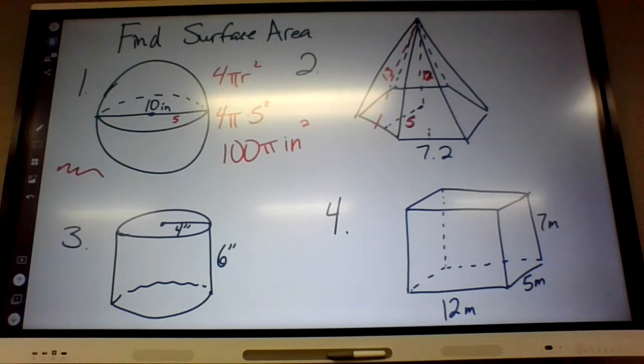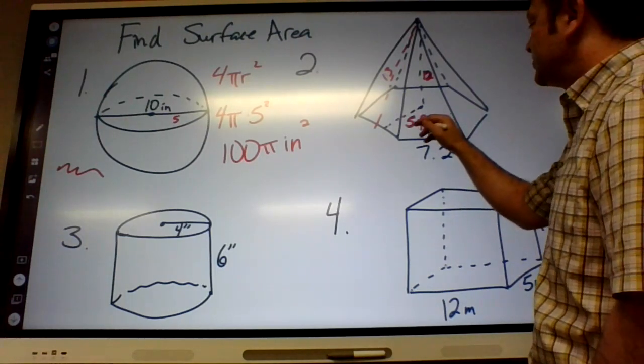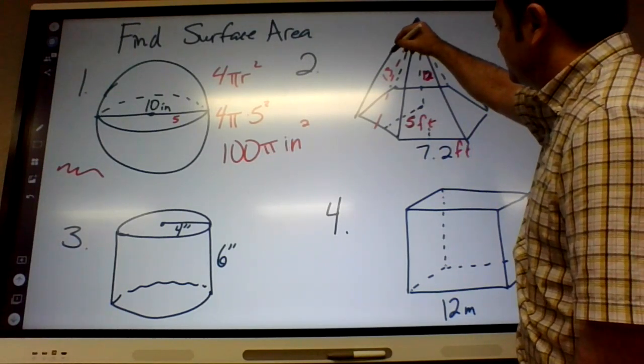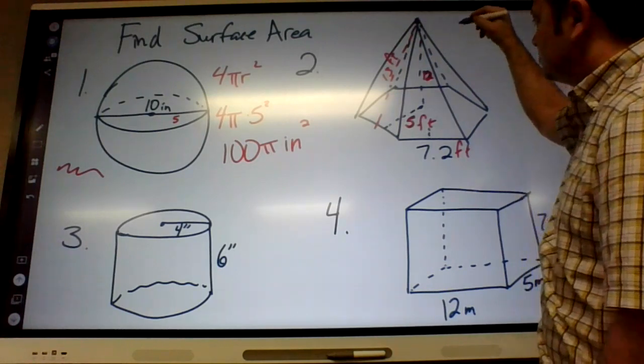I forgot to label this one. Let's just say it's feet or something. The one on the test actually is feet.